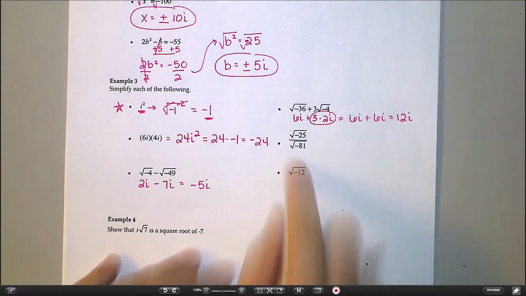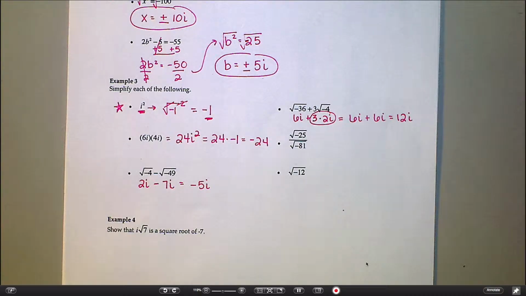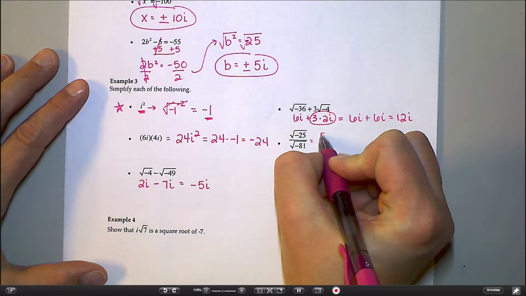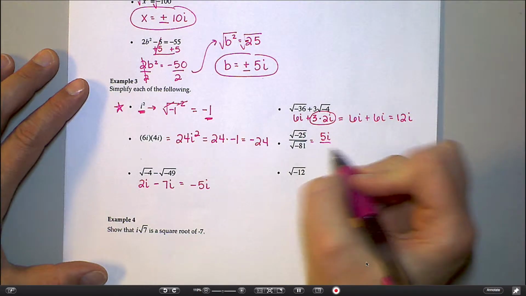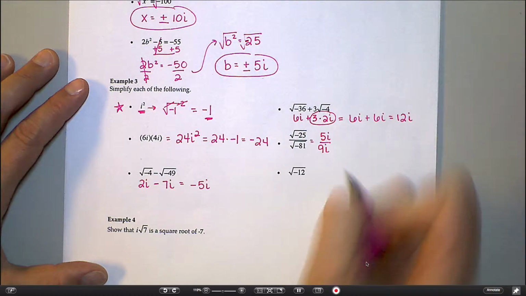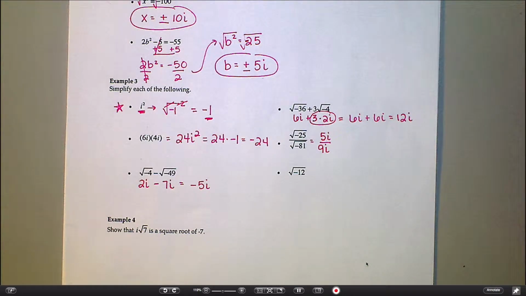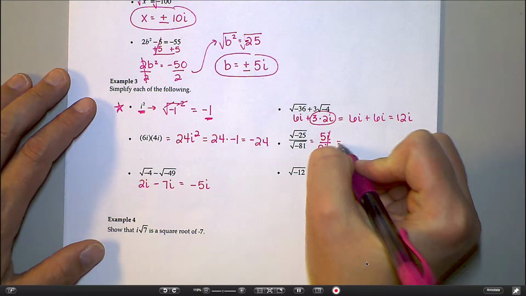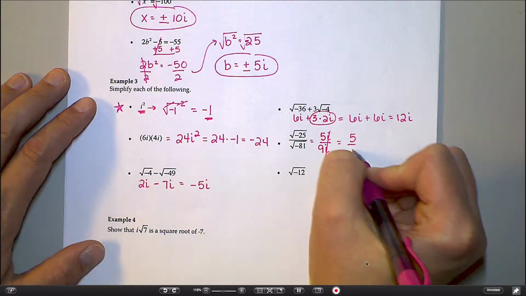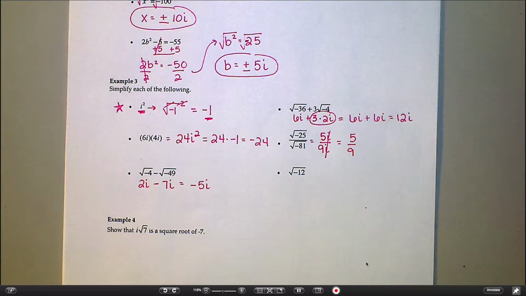Okay. This next one, the square root of negative 25 on top would be 5i. Square root of negative 81. 9i. What can I do here? What do you think? Yeah, I can cancel out those i's. Like if you had 5x over 9x, you could cancel them out. Now this 5 over 9 doesn't really reduce, so I would just leave it as 5 over 9. Some people might turn that into a decimal, but good mathematicians think decimals are ugly. So I would just leave it as 5 over 9.